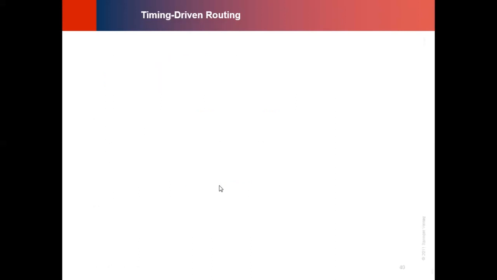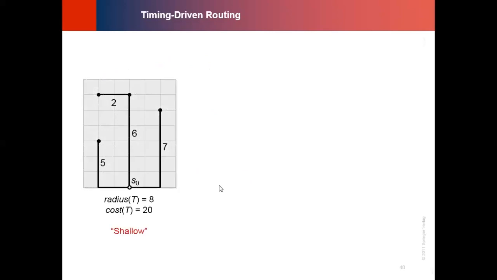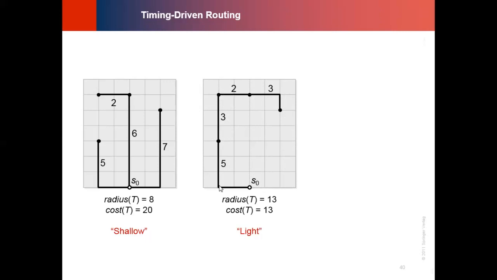So let's take an example. In this example you can see we are taking 4 nodes. The longest path is from S0 to the last node, which is of radius 8, and if we count the length of all the paths, then the cost is 20. So this is a shallow tree with minimum radius. Then we also have a light tree with minimum cost, where the cost of all the paths is 13, but as you can see the radius has increased in this example. So this is a light tree.